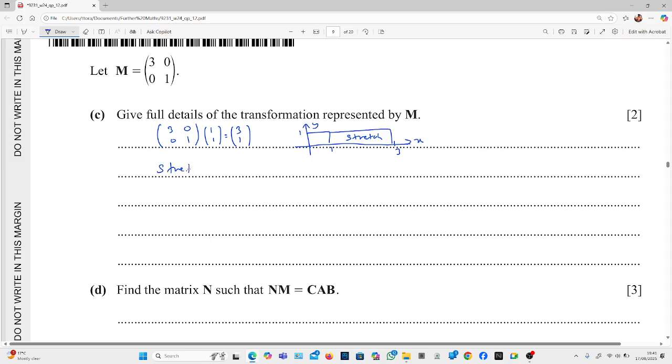Stretch parallel to the x-axis with stretch factor or scale factor 3. And basically it's a one-way stretch.